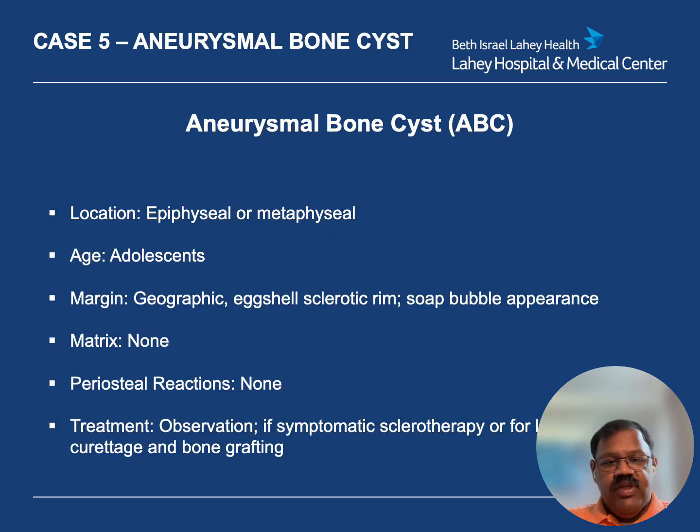So, aneurysmal bone cysts are usually epiphyseal or metaphyseal in location. They tend to occur in adolescence. They're very geographic and they have an eggshell sclerotic rim, almost a soap bubble appearance. There's usually no matrix, like we saw, it was almost translucent, and usually no periosteal reaction. Treatment, if symptomatic, is usually sclerotherapy, or if the lesion is quite large, they can undergo curettage and bone grafting with possible plate fixation if necessary or at high risk for pathological fracture.